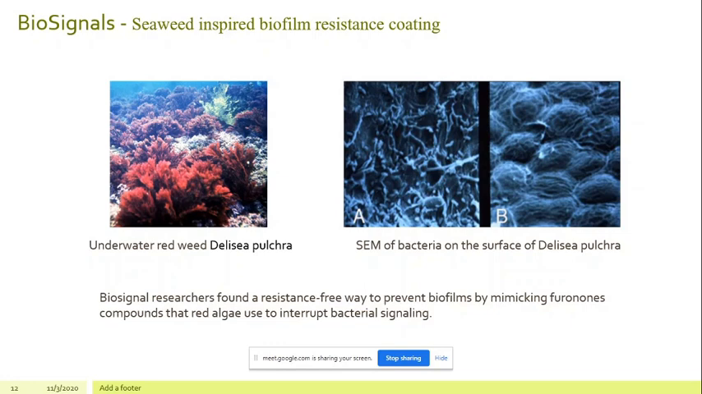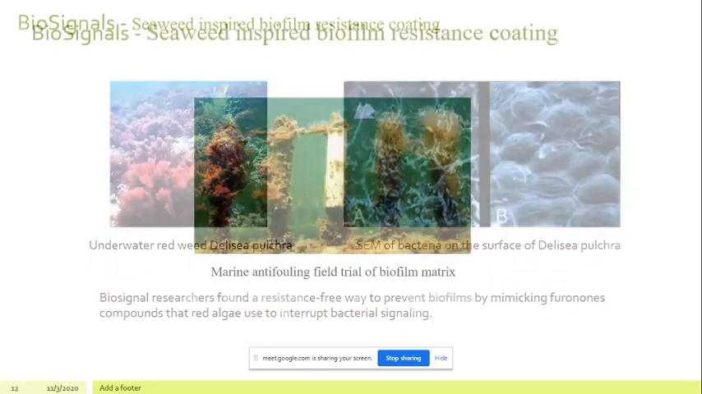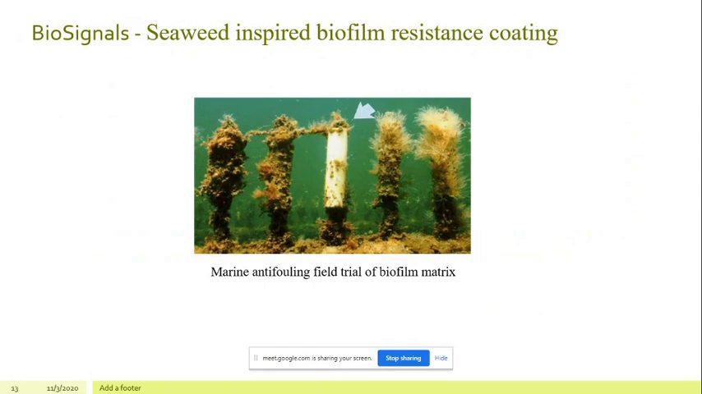This can be used in the marine anti-fouling field and can be used at the bottom of the hulls of ships. This was a marine antifouling field trial of biofilm, where the antifouling molecule was applied on the subject, and we can see that after a period of time there was very little biofilm presence on the subject.